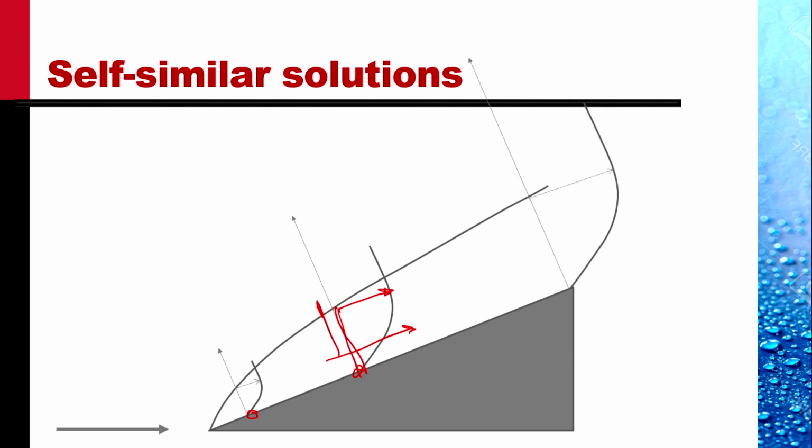Similarly, at this point, this velocity profile, and this velocity profile, all velocity profiles are self-similar. Any one can be obtained by scaling another profile linearly.